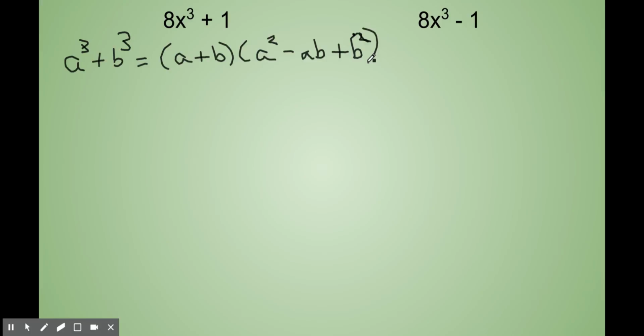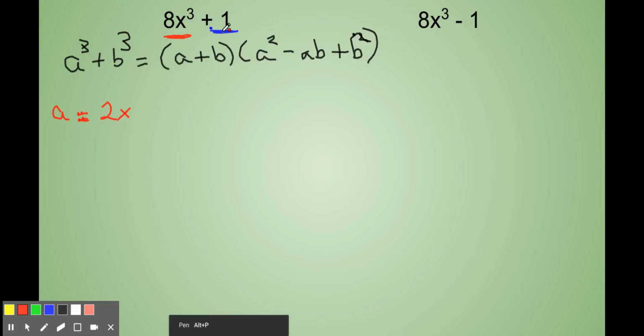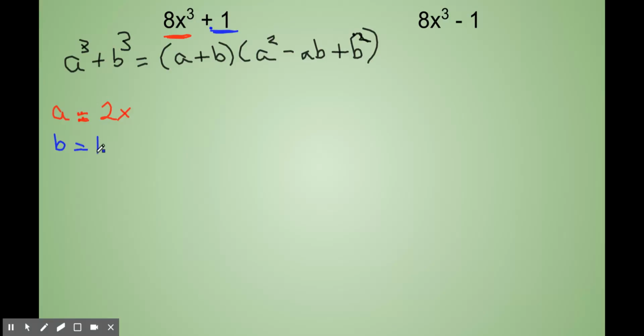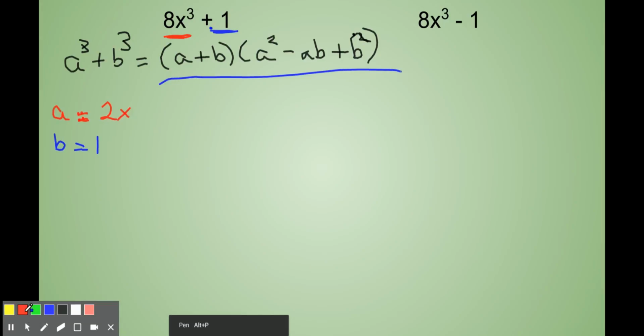So the easiest thing for me to do is to determine, well, what is my a value and what is my b value? So a cubed is equal to this number right here. So a is going to be the cube root of a cubed. So in this case, the cube root of 8x cubed is 2x. And the b value right here is 1, and the cube root of 1 is 1. So I like to rewrite them like that. Now let's just plug them into this formula.